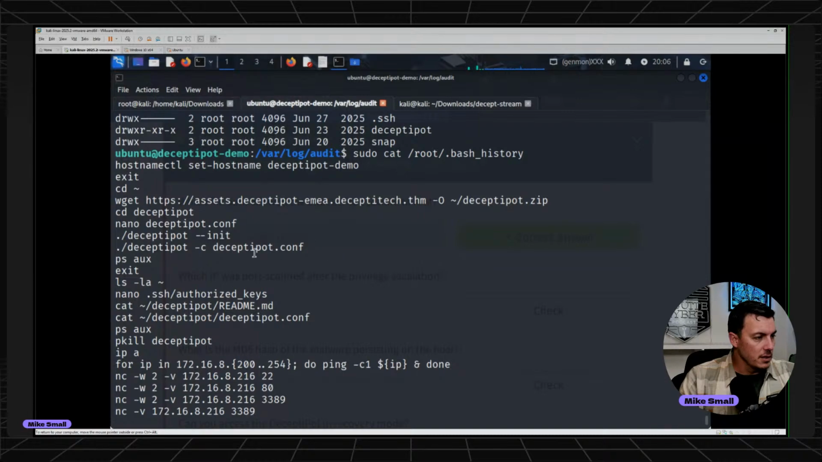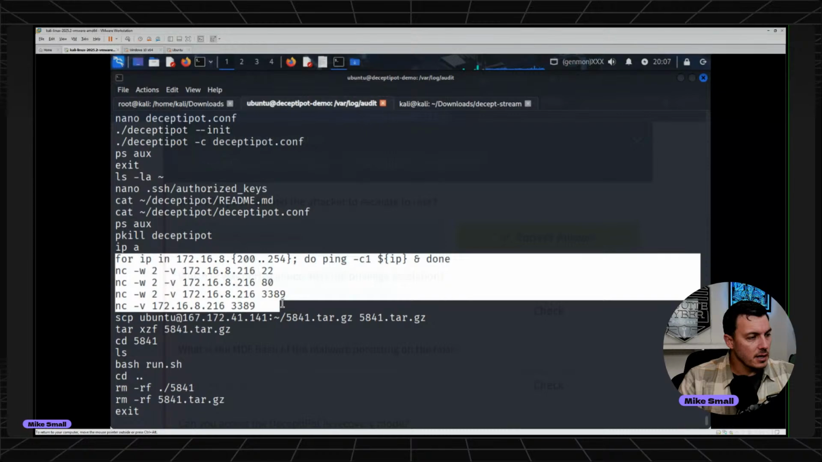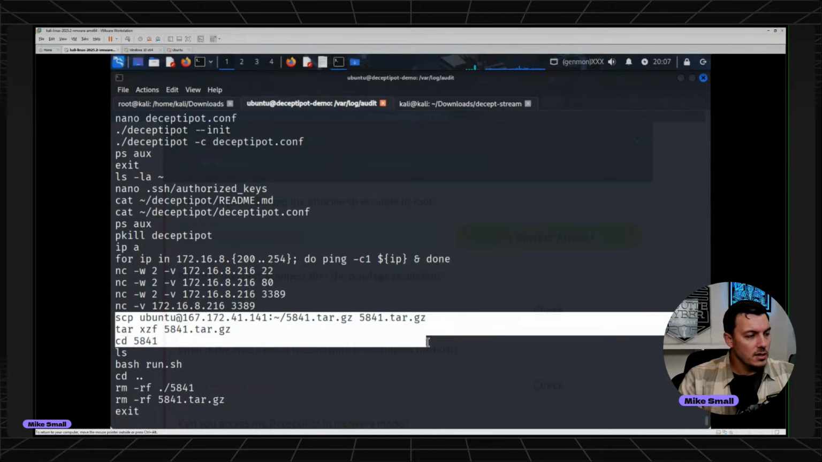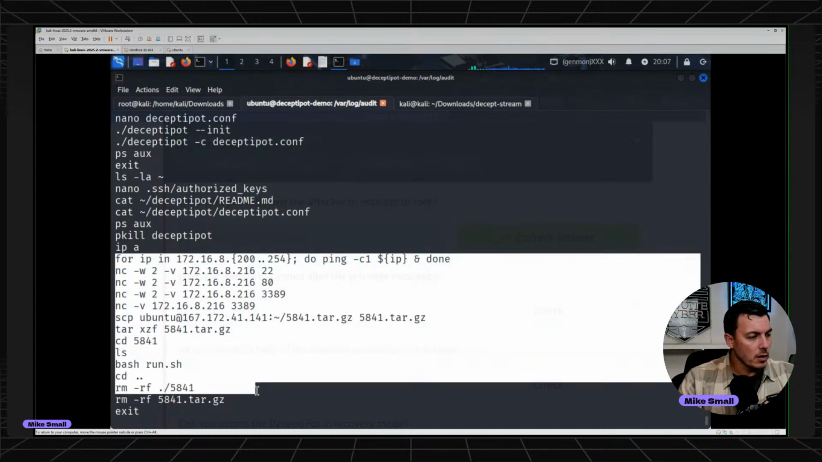Let's see. Here we go. Nano readme keys. So we don't really know where it started. Maybe here. Maybe they set up an SSH key as a backdoor themselves. Maybe. See, killing Deceptipod. This is getting an IP. But this looks like a loop. This is netcat as well, which is pretty interesting. We also see an SCP, so something we actually did to pull down a file. So this is probably pretty interesting. This is most certainly, from this point forward, the attacker.